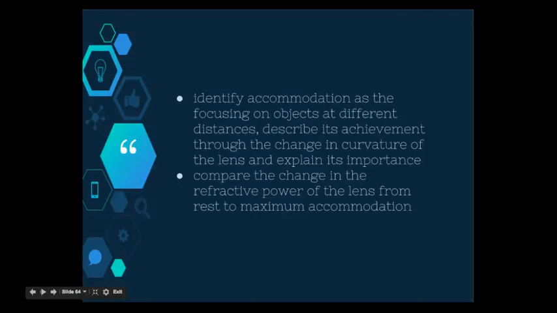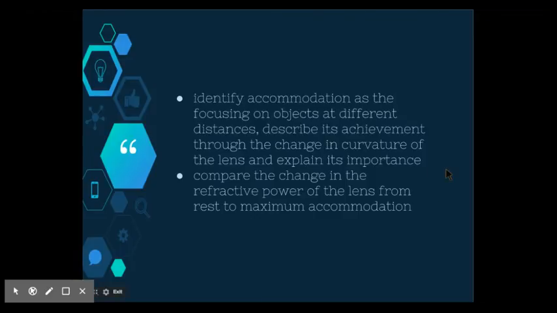Also covering 2 dot points. Identify accommodation as the focusing on objects at different distances, describe its achievements through the change in curvature of the lens and explain its importance, as well as compare the change in refractive power of the lens from rest to maximum accommodation.